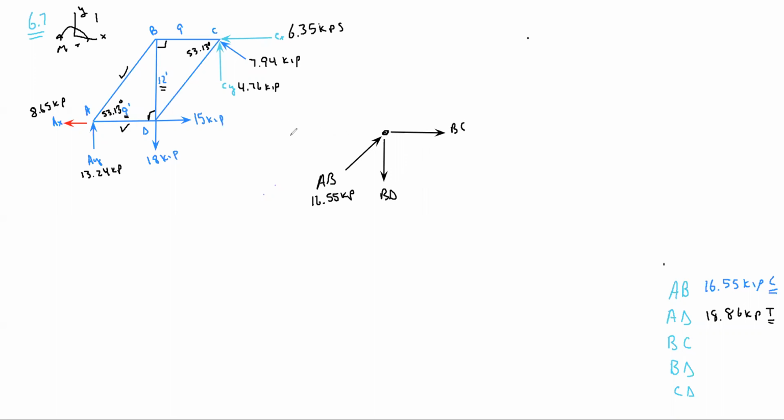Looking at the triangle for AB, so I have a visual. So this is AB. ABX is AB cosine 53.13. So that's the piece in the X direction.